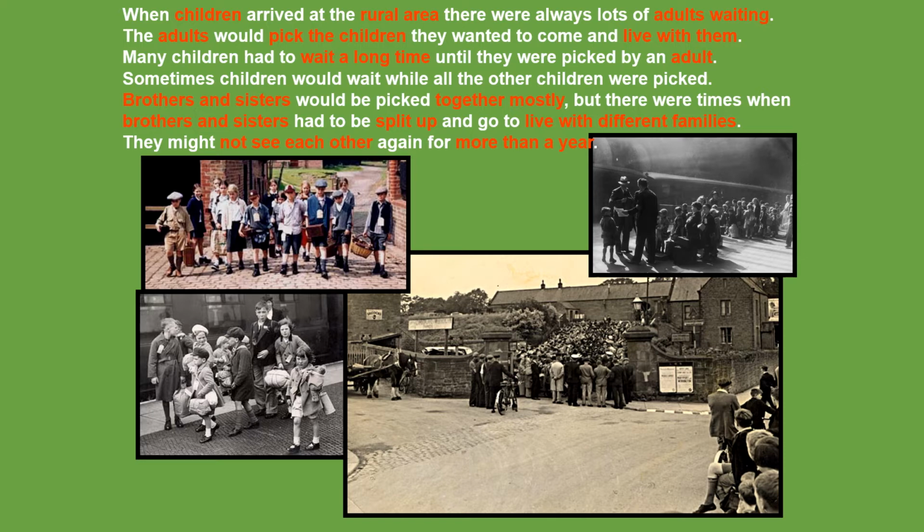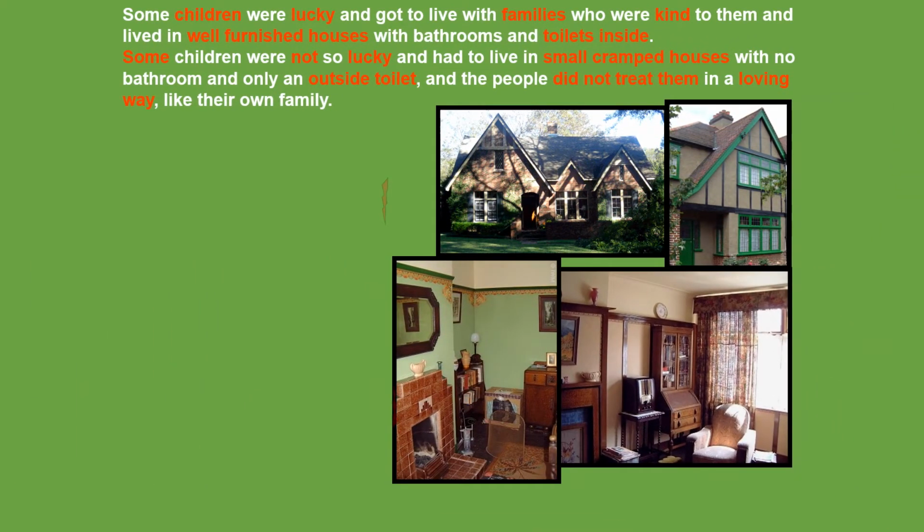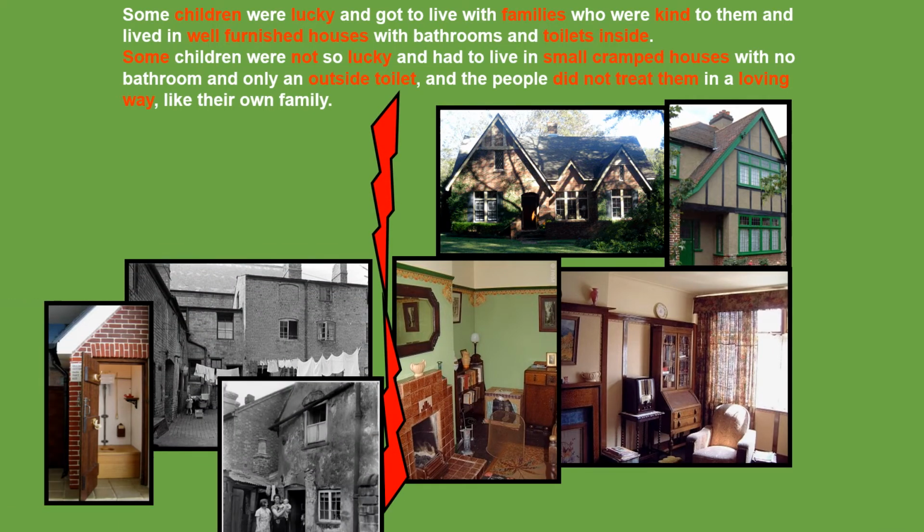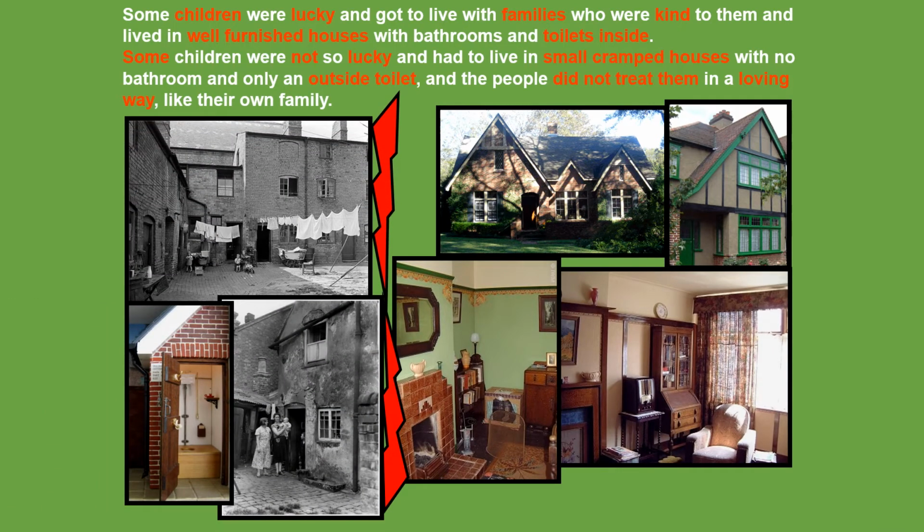Brothers and sisters would be picked together mostly, but there were times when brothers and sisters had to be split up and go to live with different families. They might not see each other again for a whole year. Now, some children were lucky because they got to live with families who were kind to them and lived in well-furnished houses with bathrooms and toilets inside. Some were not so lucky and had to live in small, cramped houses with no bathroom, only an outside toilet. And sometimes the people did not treat them well or in a loving way like their own family would have.